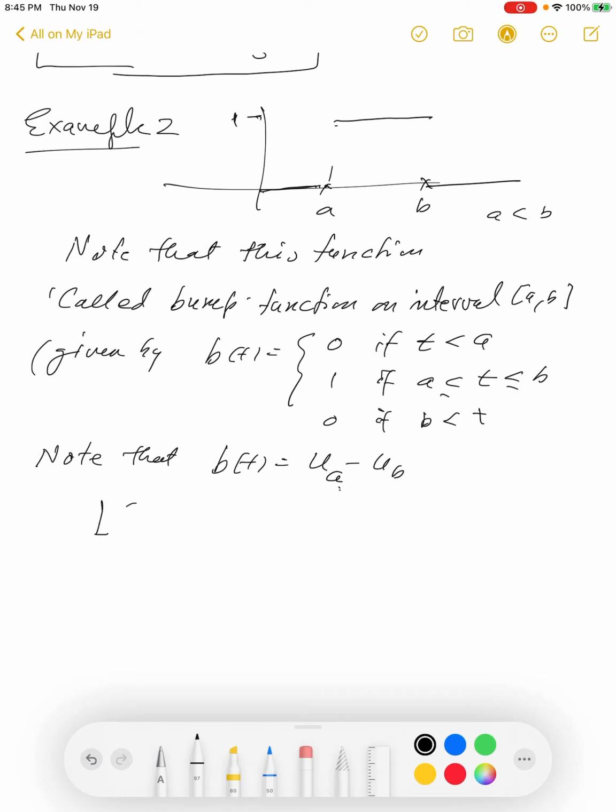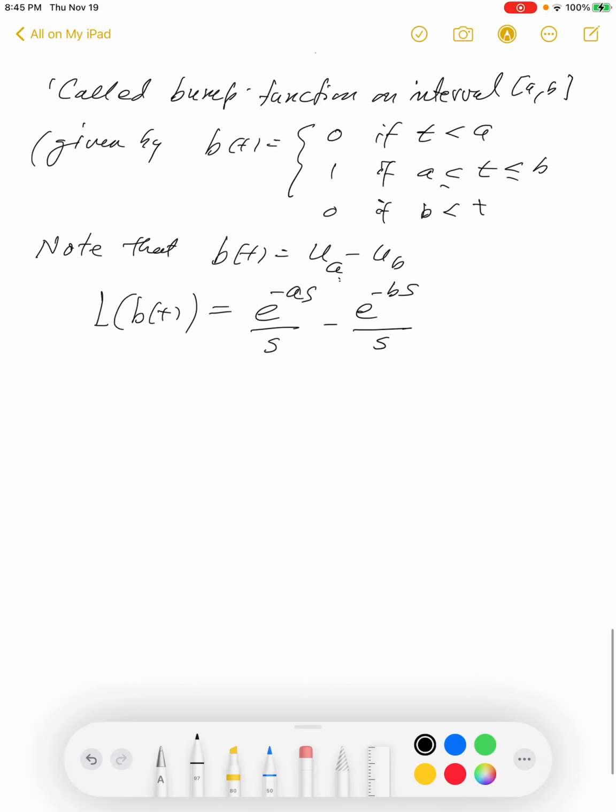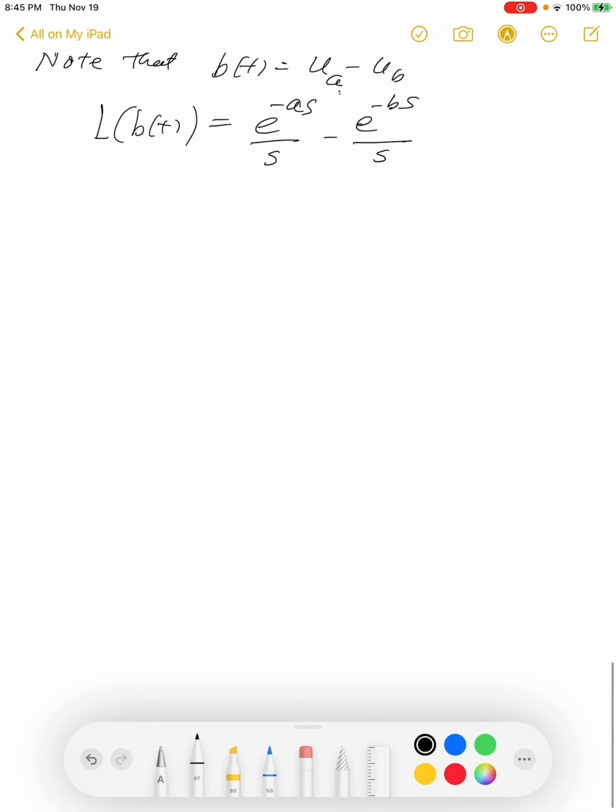So the Laplace transform of a bump function is going to be e to the minus as by s minus e to the minus bs by s. It's Laplace transform of ua minus Laplace transform of ub. Given that, now we can find out some Laplace transforms of some functions, which I will describe by graphs.